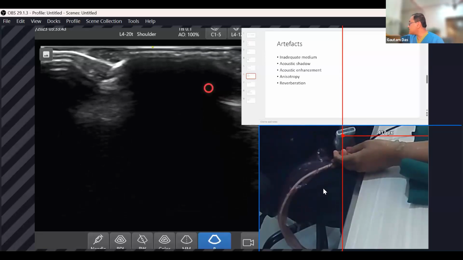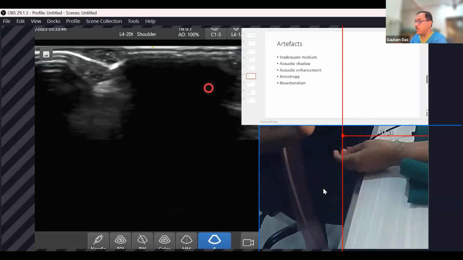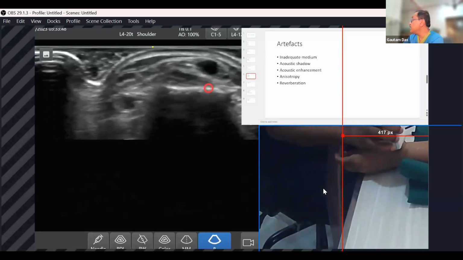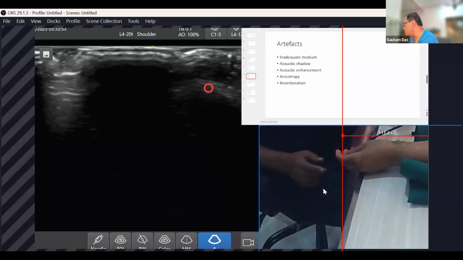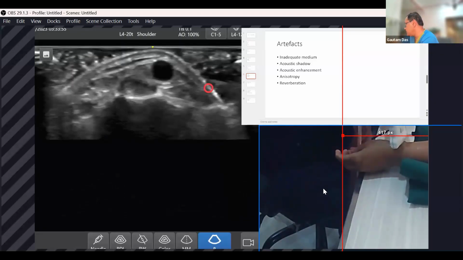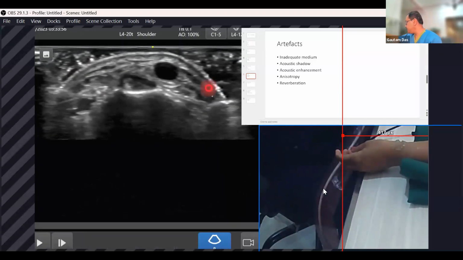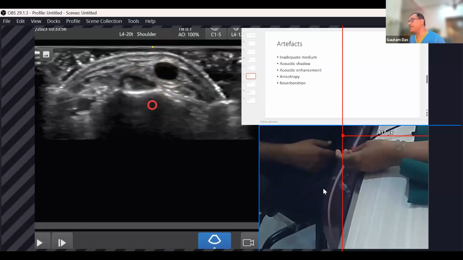Like if you are seeing some structures through a vein. Suppose here, I'm just holding it over a vein, the cephalic vein. So what you can see here is that this area is looking brighter. Why? Because when the ultrasound beam is coming, in this area some of the beam is reflecting back, but here nothing is reflecting back because the acoustic impedance is very low. So suddenly it is going to a medium where the acoustic impedance is higher, so this area will be looking brighter.